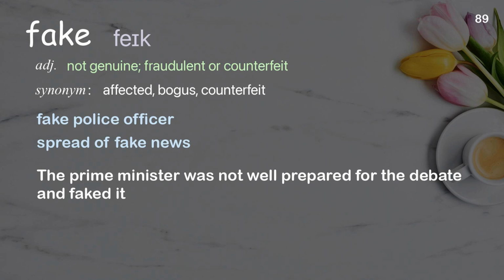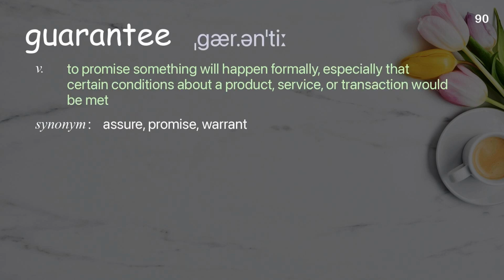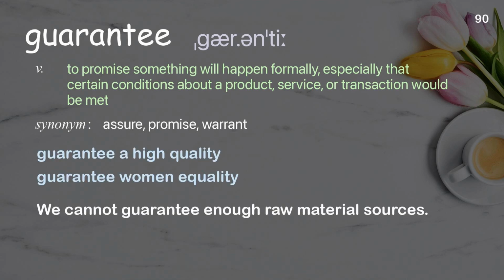Guarantee. To promise something will happen formally, especially that certain conditions about a product, service, or transaction would be met. Examples: Guarantee a high quality. Guarantee women equality. We cannot guarantee enough raw material sources.